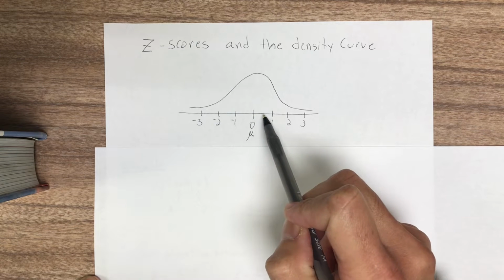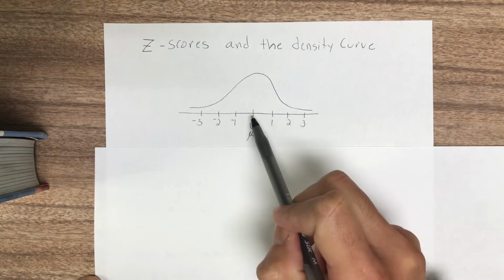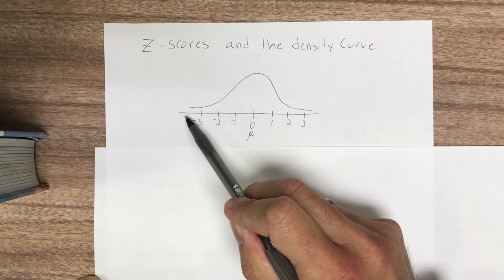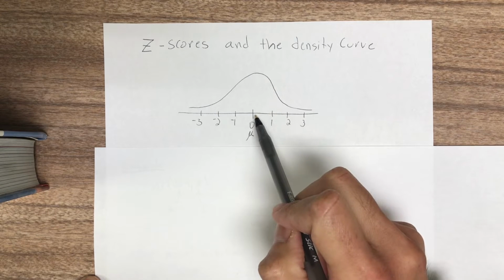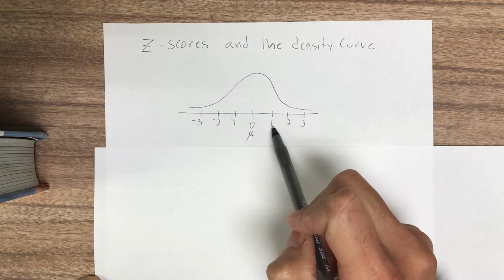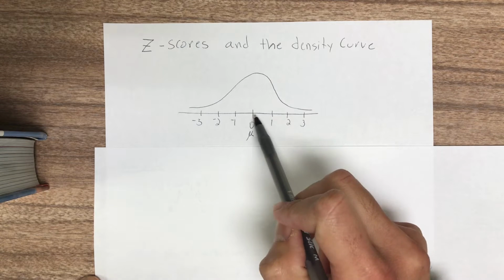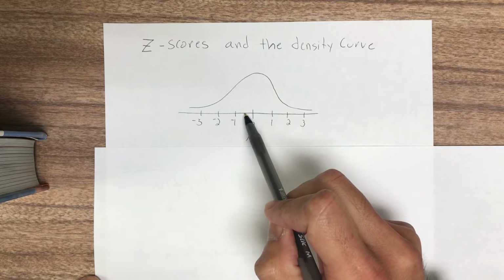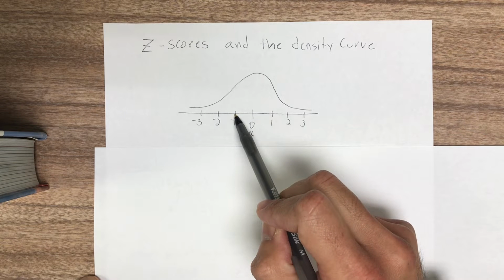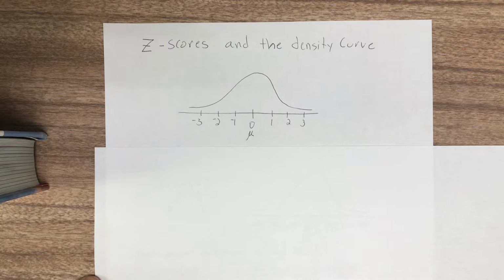On the right side of the density curve, you have the positive Z-scores, and on the left side, you have the negative Z-scores. So you can be one positive Z-score away from the mean, that's to the right, or maybe you can be one negative Z-score, that's on the left side of the mean. So that tells you the location you are in that density curve. Now the Z-scores can also help us find the area under the curve.